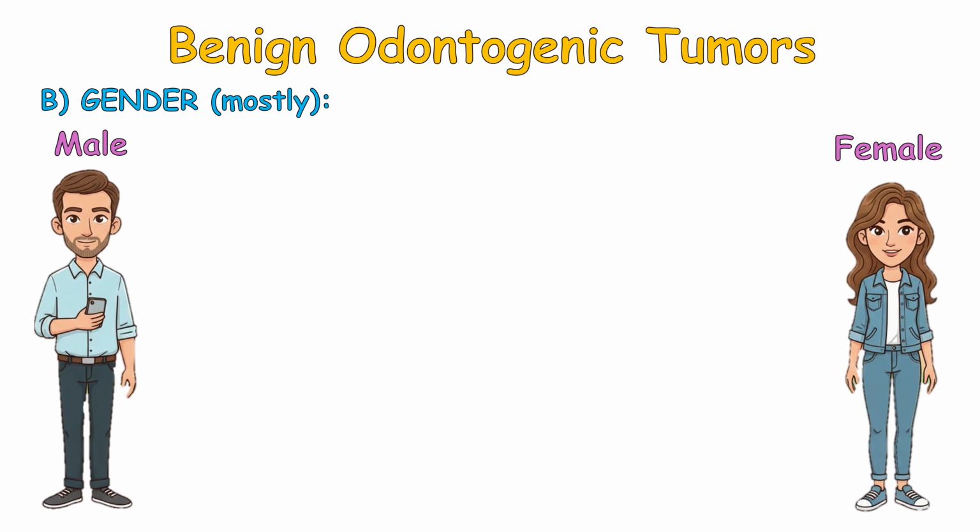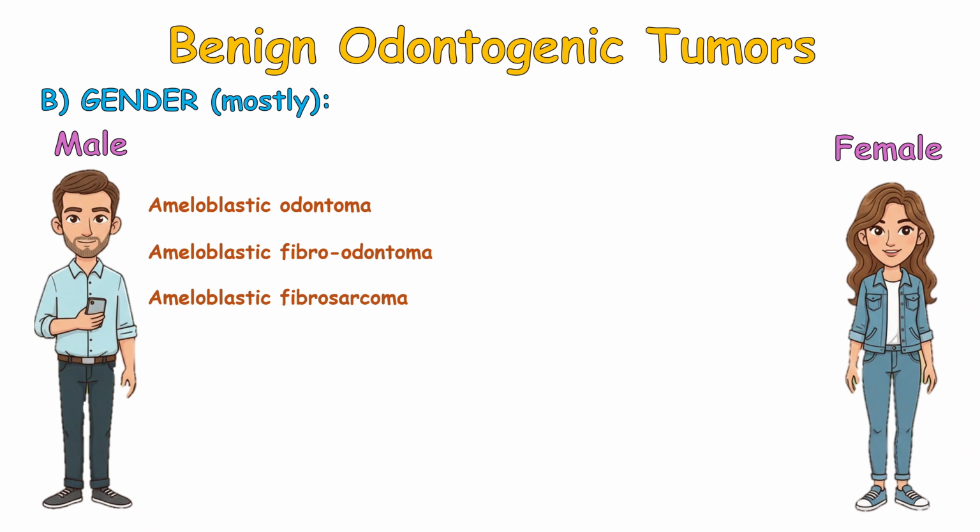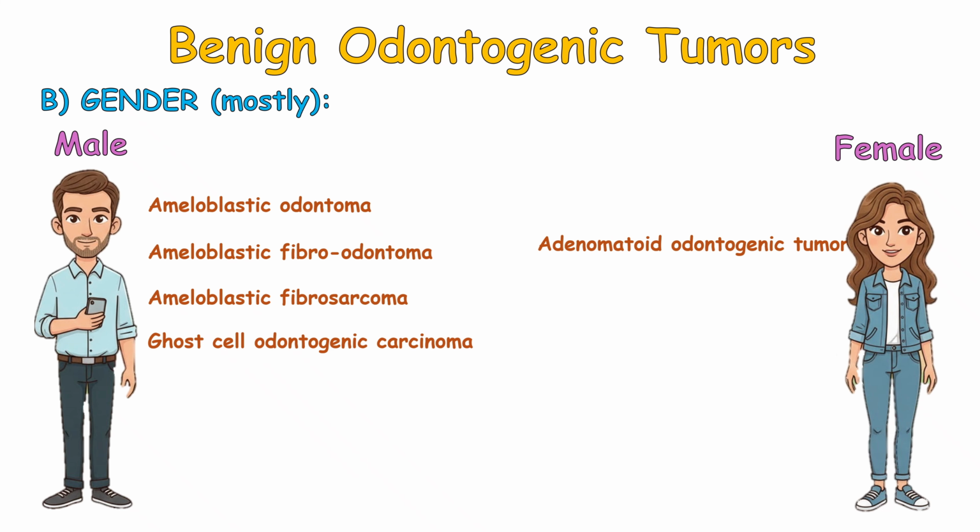Here I mention tumors which are predominantly seen according to their gender. That is, for males, ameloblastic odontoma, ameloblastic fibroodontoma, ameloblastic fibrosarcoma, and ghost cell odontogenic carcinoma. And for females, adenomatoid odontogenic tumor, clear cell odontogenic carcinoma. These tumors are predominantly seen according to their gender.